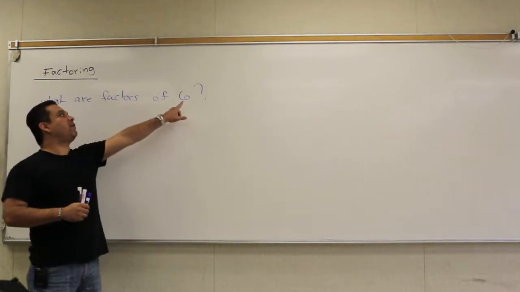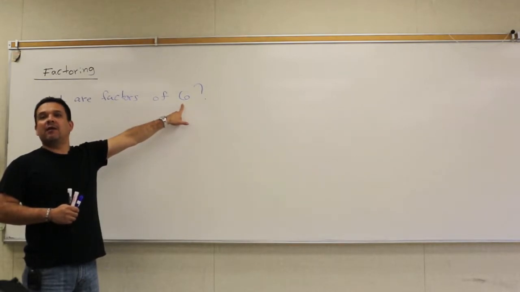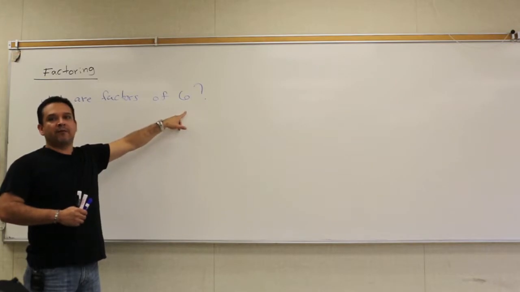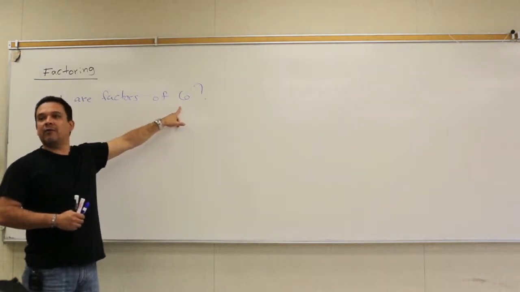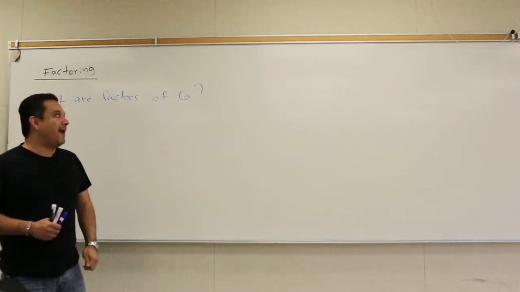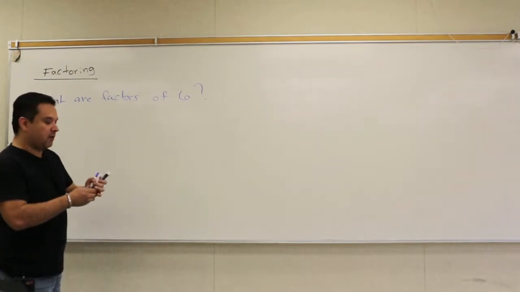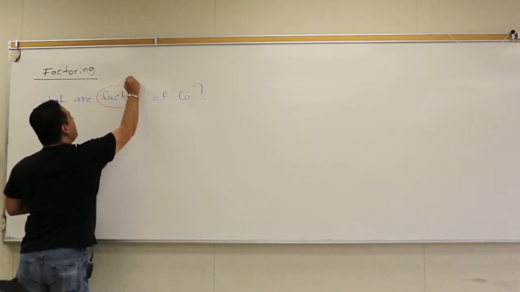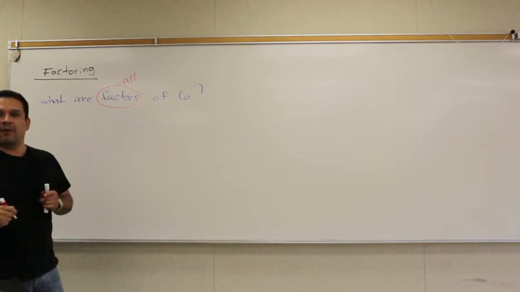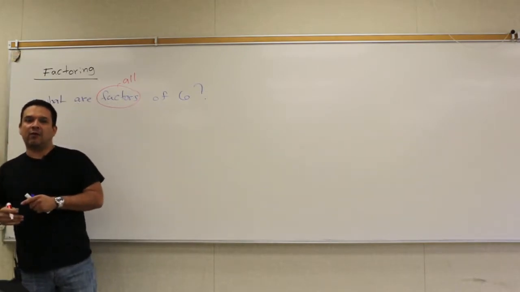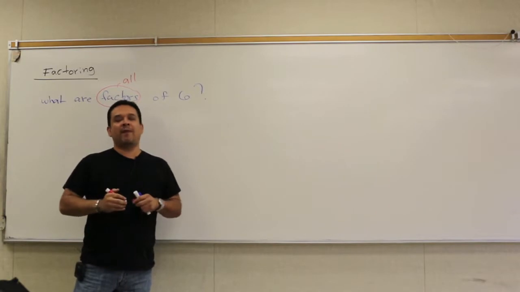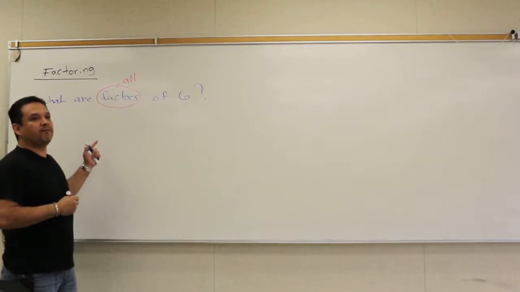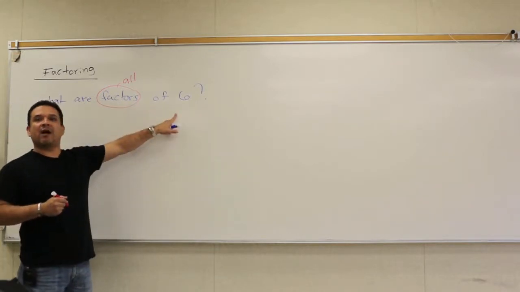Factors are the numbers that divide 6 without a remainder, meaning the remainder is 0. Okay? And they're actually positive numbers. So when they ask you, what are the factors, they're asking you for all of the factors, not just some. So we have to list them all. The best thing to do is to do this systematically, meaning start with the smallest number and go all the way up to the number itself. You're going to see what I'm talking about.